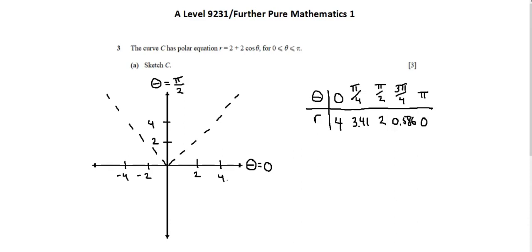And now plotting my points, where theta is 0, that's the horizontal axis, r equals 4. Theta pi over 4, the value is 3.41. That's going to be about here. Pi over 2, the output is 2. 3 pi over 4, 0.586. And at pi, we have 0.